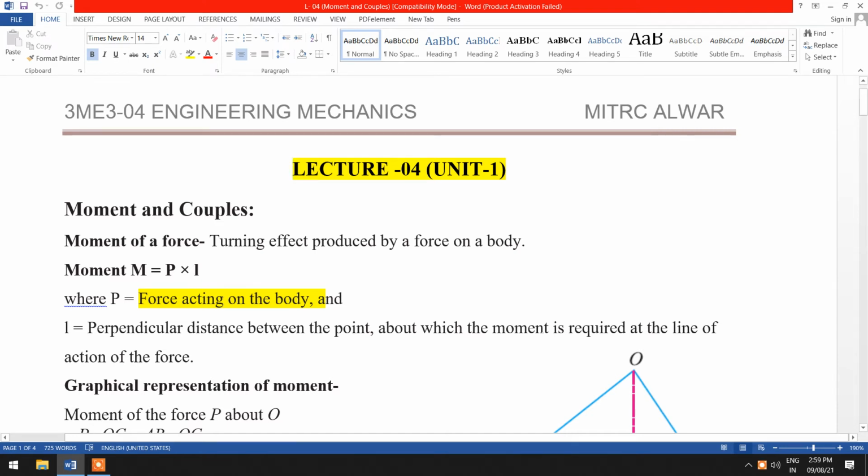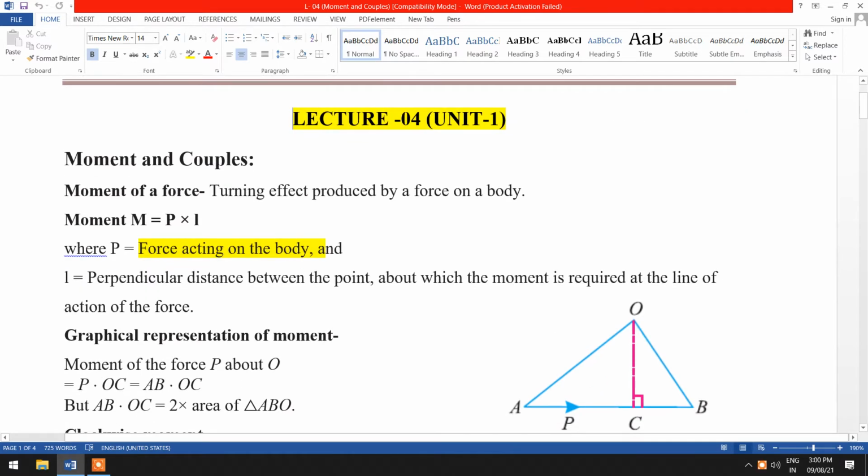Hello friends, in this lecture we will study the concept of moment and couples. So what is the moment of a force? We can say that the turning effect produced by a force on a body is known as the moment of force, and we can define it as M = P × L, where P is the force acting on a body and L is the perpendicular distance between the point about which the moment is required and the line of action of the force. This is the fundamental definition of the moment of a force.